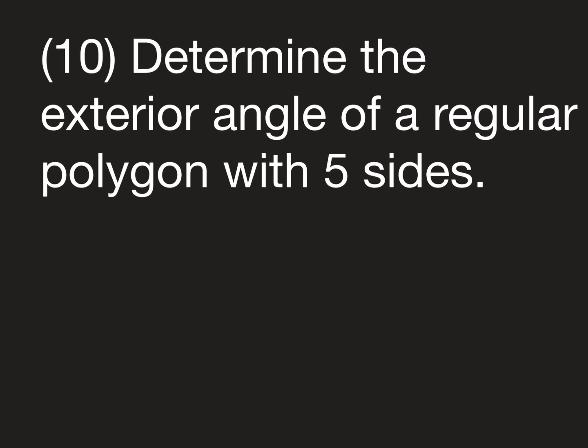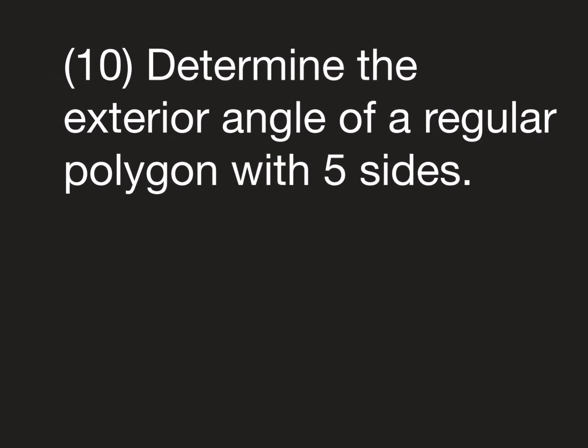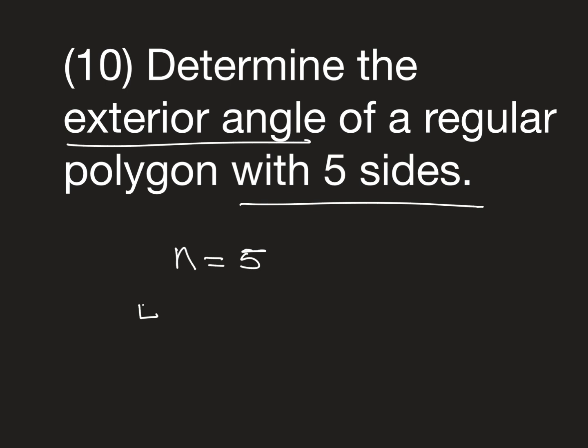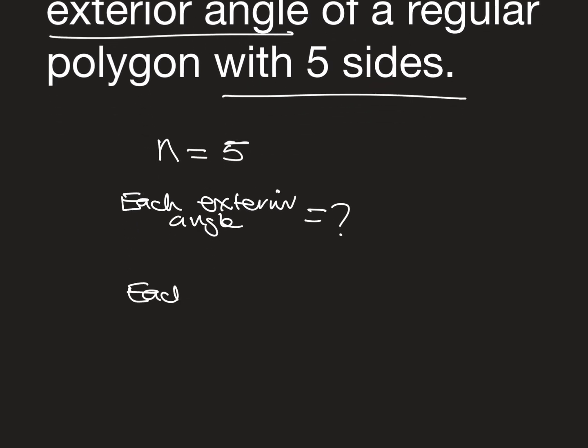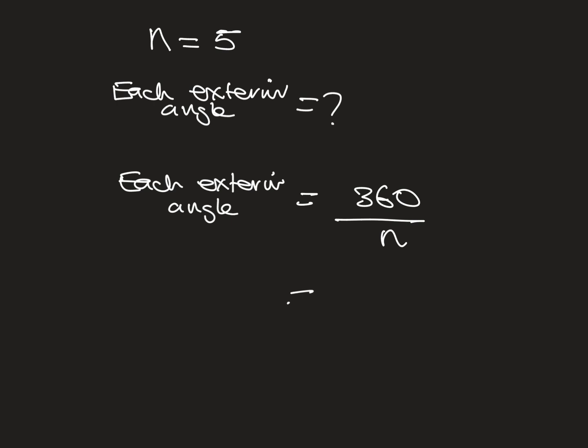Moving on to the next question. It says, determine the exterior angle of a regular polygon with 5 sides. So the number of sides is 5. So we are asked to find each exterior angle. Okay? And what is the formula for each exterior angle? Each exterior angle, or simply the exterior angle, is 360 divided by n. So that's going to be 360 divided by the number of sides, which is 5. 360 divided by 5 is 72 degrees. So each exterior angle is 72 degrees.